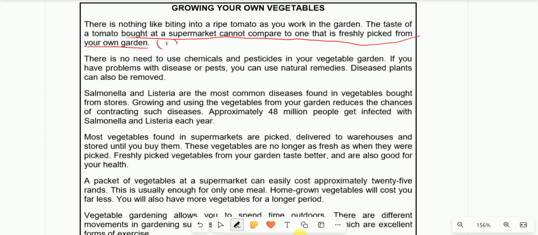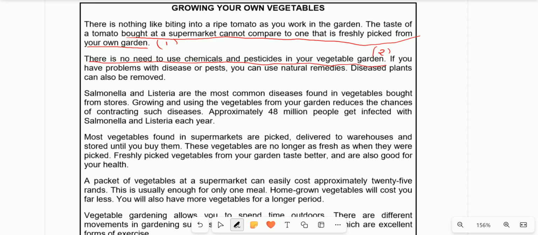There is no need to use chemicals and pesticides in your vegetable garden. If you have problems with the disease or pest, you can use natural remedies. Diseased plants can also be removed. In paragraph 2, this is a benefit. So whenever you see a benefit or effect that answers the summary instruction, you make note of it so that you know which facts you are going to use. This is going to be fact number 2.